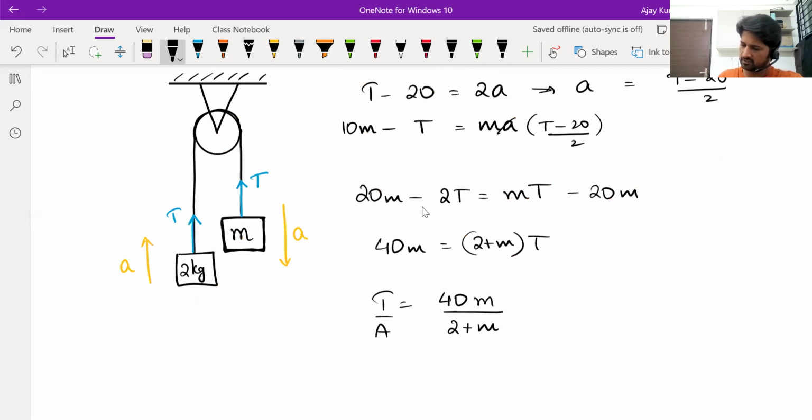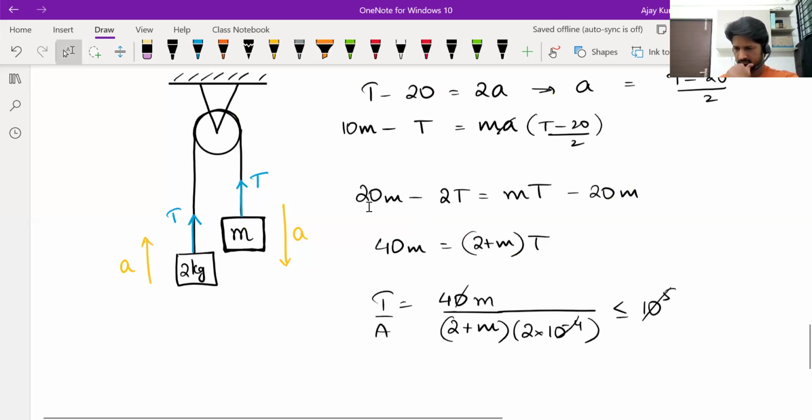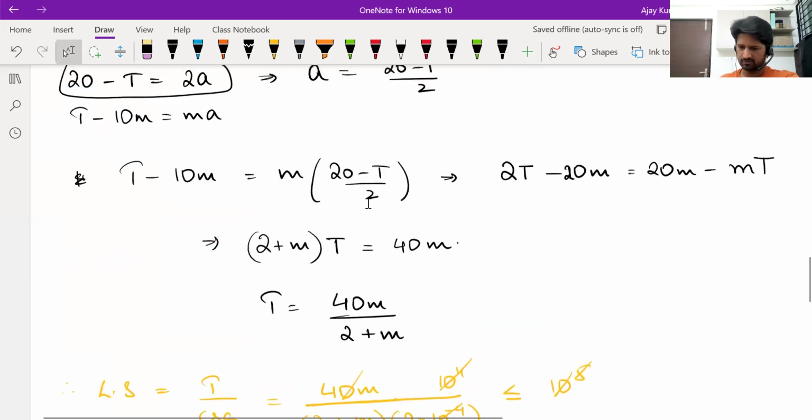Divide by area of cross section. So 2 into 10 power minus 4. That's the stress, and this should be less than or equal to the breaking stress of 10 power 5. So can you show the calculation part of the first time you did it? We got the same equation the first time also.